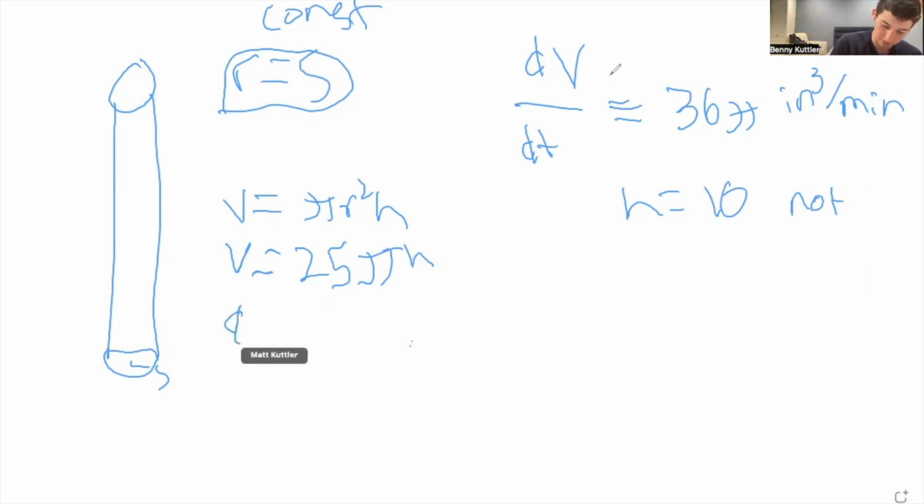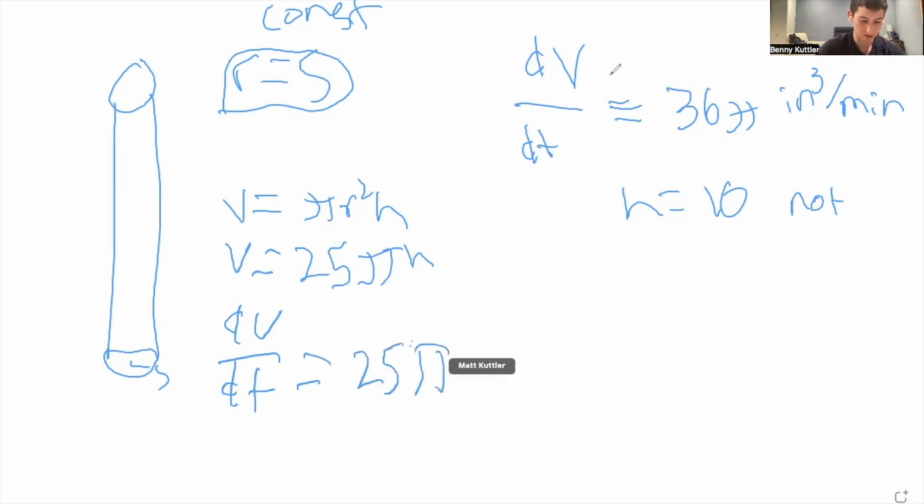Now we can take the derivative. So we have dv dt equals derivative of 25 pi h. We have to remember to use the chain rule. So 25 pi, h goes to 1, but we have to multiply by its derivative, dh dt. So notice that this derivative expression does not include h anywhere. It includes dh dt, but not h.